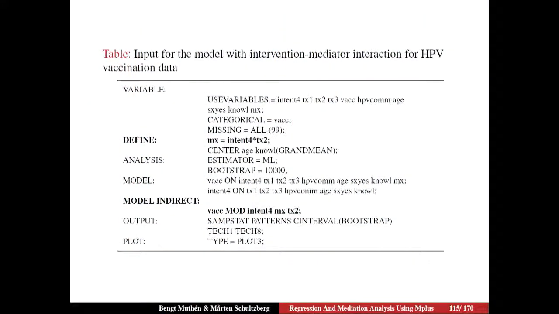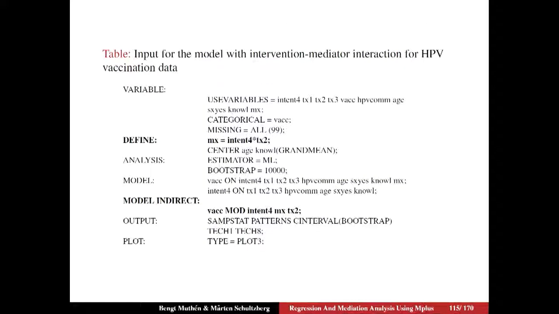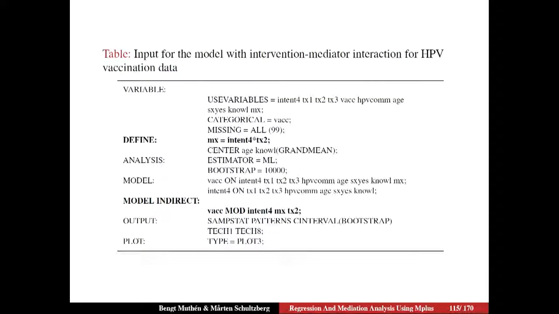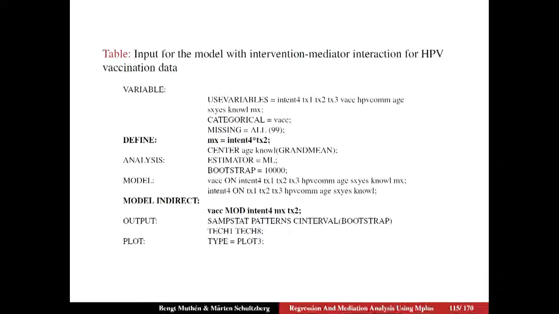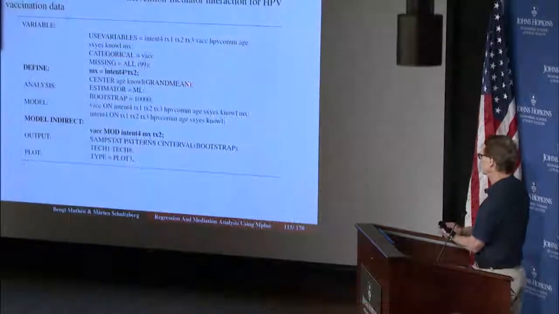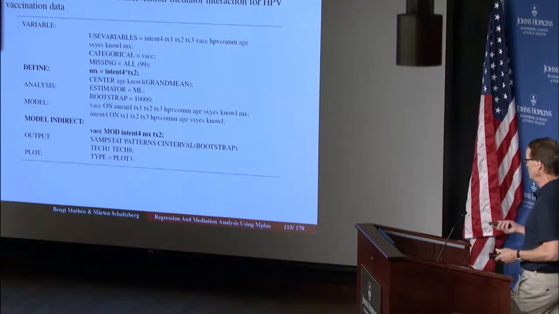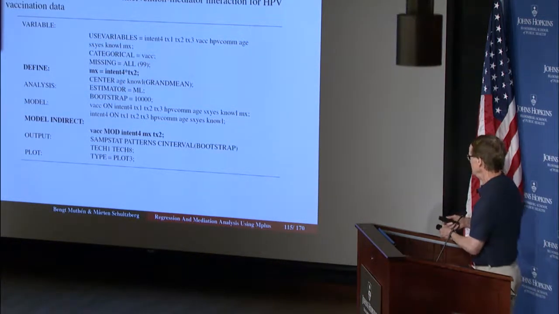So now I get to be applied and talk about Mplus input for a second. Morten shouldn't have all the fun. So we have categorical vaccination, and Mplus figures out that that's a binary variable. And we define M times X as intent by the mediator times the treatment variable tx2. And just for simplicity, we center both age and knowledge so that those variables will have 0 mean. And we use bootstrapping in this ML context.